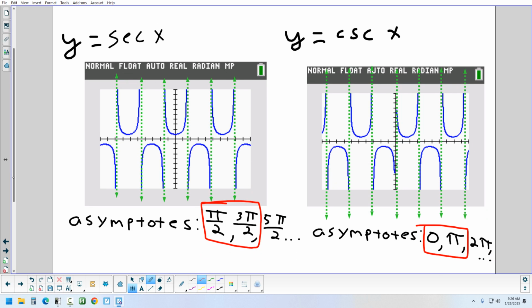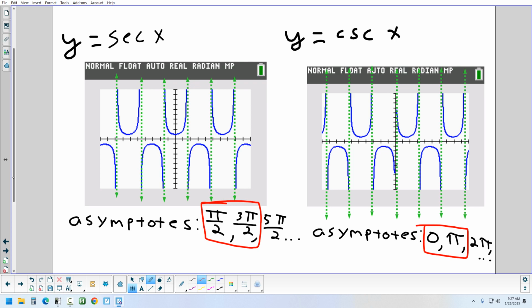Here's cosecant. And the asymptotes, I just kind of wrote them down for you, but it's every integer multiple of pi. For secant, it's the ones that are odd multiples of pi over 2. And we could figure out kind of the U shape and the N shape by putting in some points on the calculator and checking it. But I don't want to go into that much depth with these two graphs.